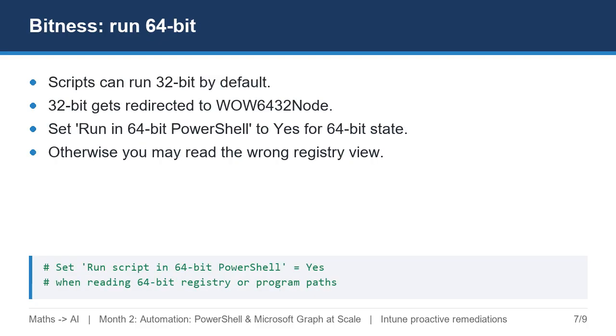The second setting is bitness. By default, your script can run in 32-bit PowerShell, and on modern Windows that means registry and file system calls get quietly redirected to the WOW6432 node view. So if you read a 64-bit registry key or a 64-bit program path, set run script in 64-bit PowerShell to yes. Otherwise your detection reads the wrong view, sees the wrong state, and your whole remediation gives wrong answers. When in doubt, run 64-bit.